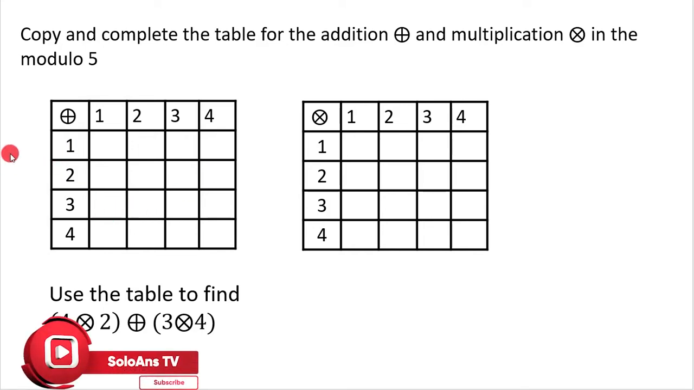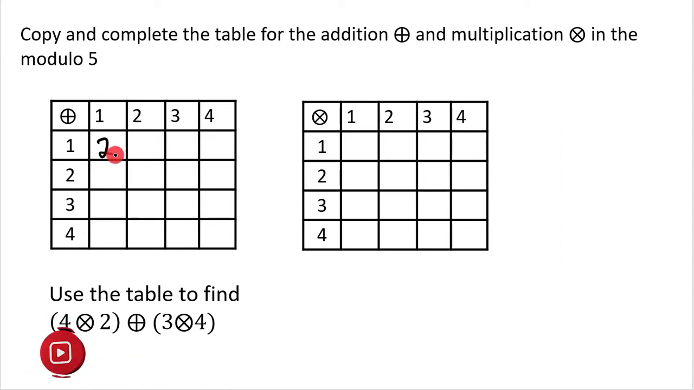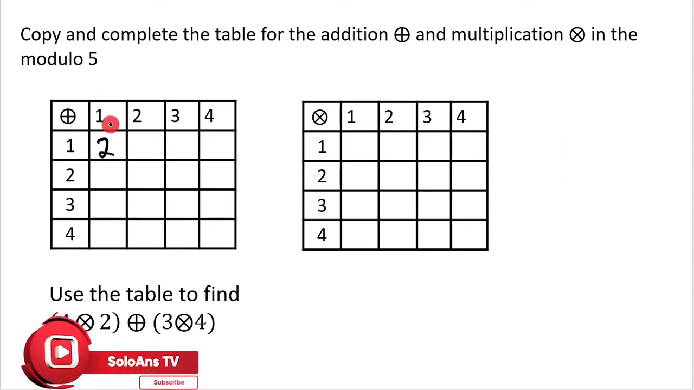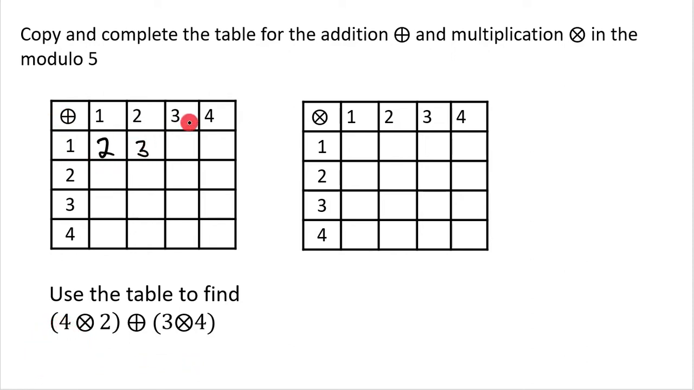From what we are having here, 1 plus 1 gives us 2, and 2 is less than 5, so we just write the 2 there. 1 plus 2 gives us 3. 1 plus 3 gives us 4. 1 plus 4 gives us 5, but we are dealing with modulo 5. So you ask yourself, 5 goes into 5 how many times? It goes 1, remainder 0. So we are interested in this 0. That is the answer, so we put 0 here.